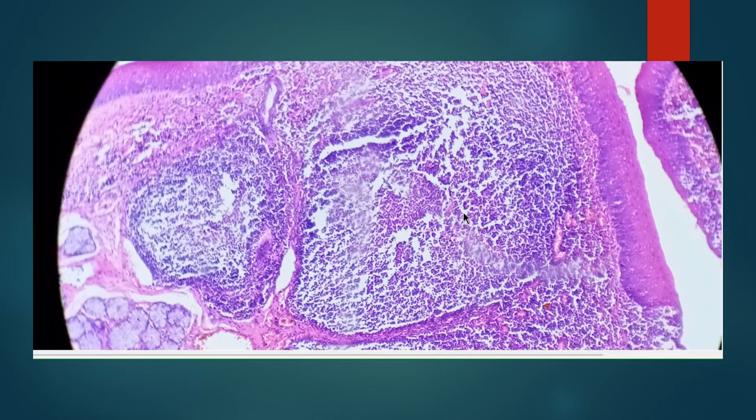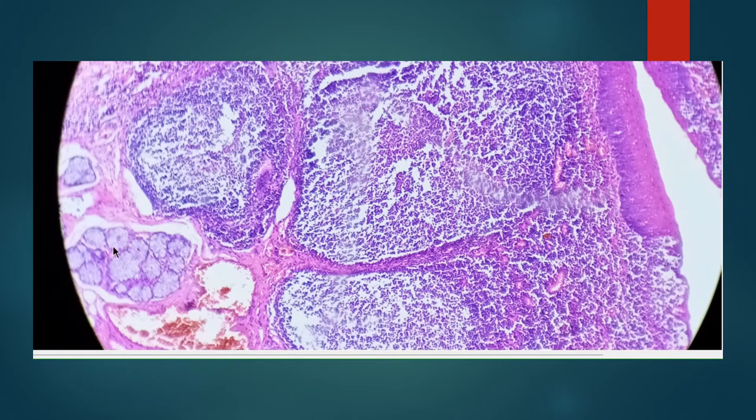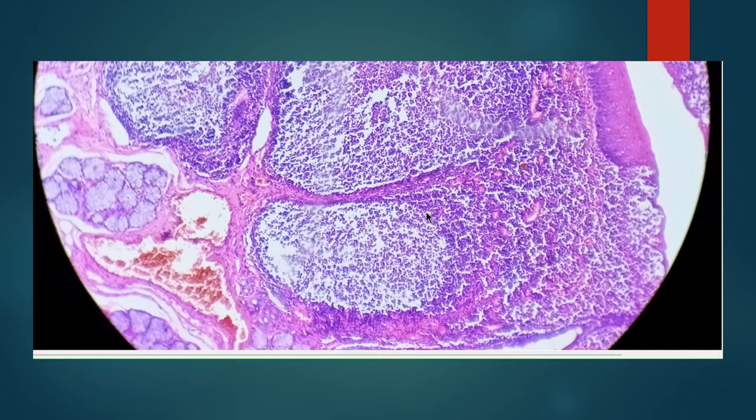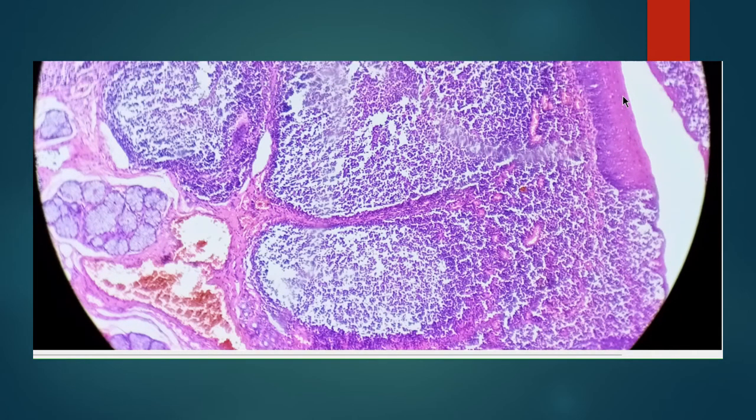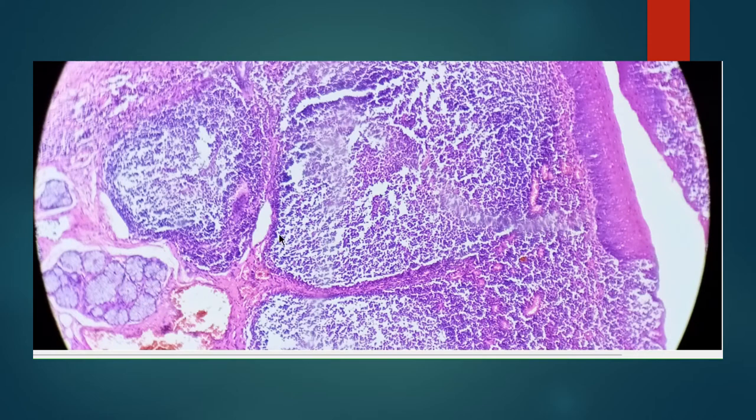And we are going to see some mucous acini here. Can you see the mucous acini over here? So in the submucosa, we can identify the mucous acini. Then in the lamina propria, we can identify these are the lymphatic nodules. So stratified squamous non-keratinized epithelia, mucous acini, and the lymphatic nodules. So this is nothing but your palatine tonsil. So that is how we have to identify the palatine tonsil.